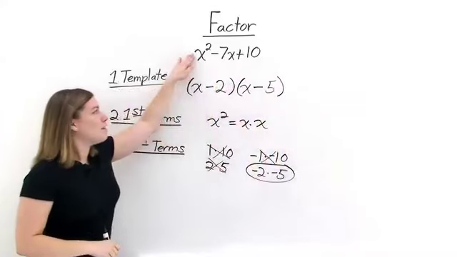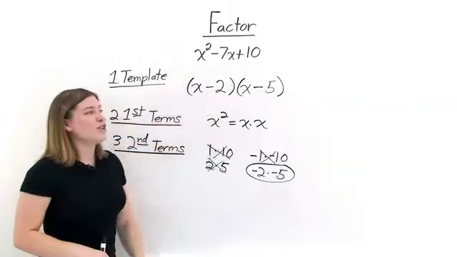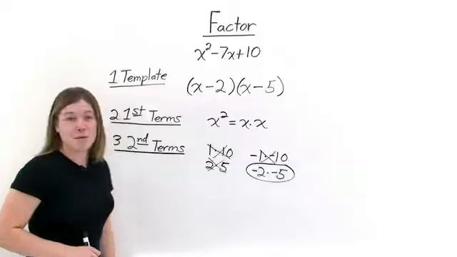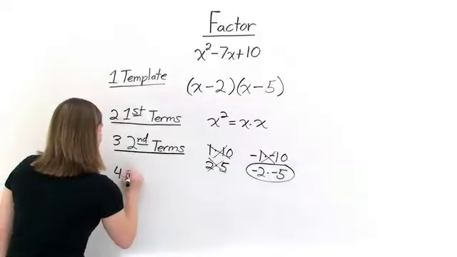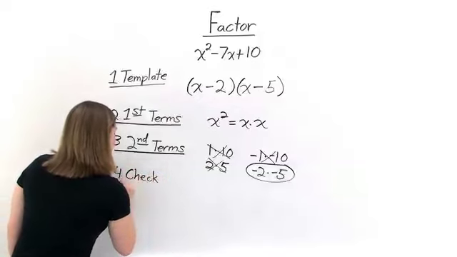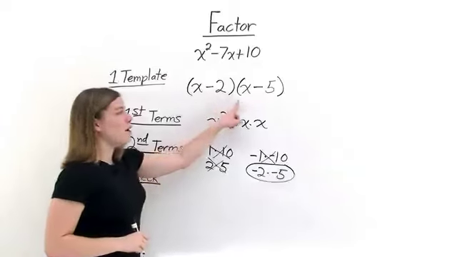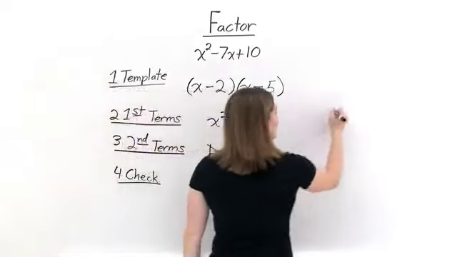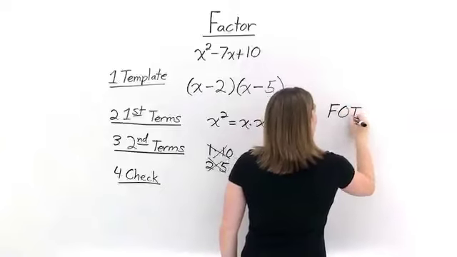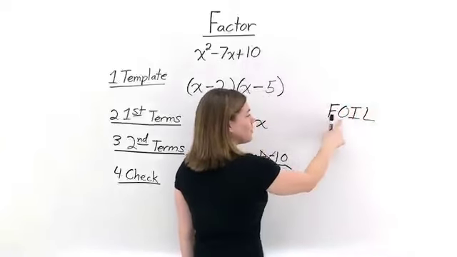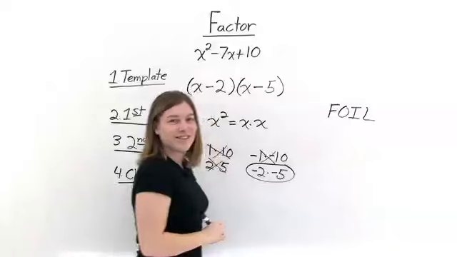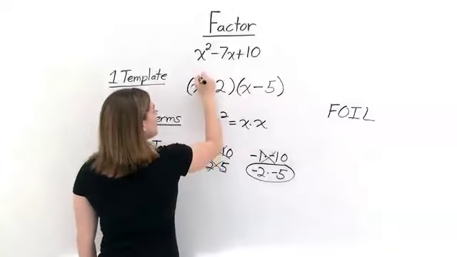Now we factor this polynomial into x minus 2 times x minus 5. But just to be sure that we did this problem correctly, let's check our answer. To check our answer, we want to multiply our two binomials together using the FOIL method. Remember, FOIL stands for first, outer, inner, and last. So we multiply our two binomials together.